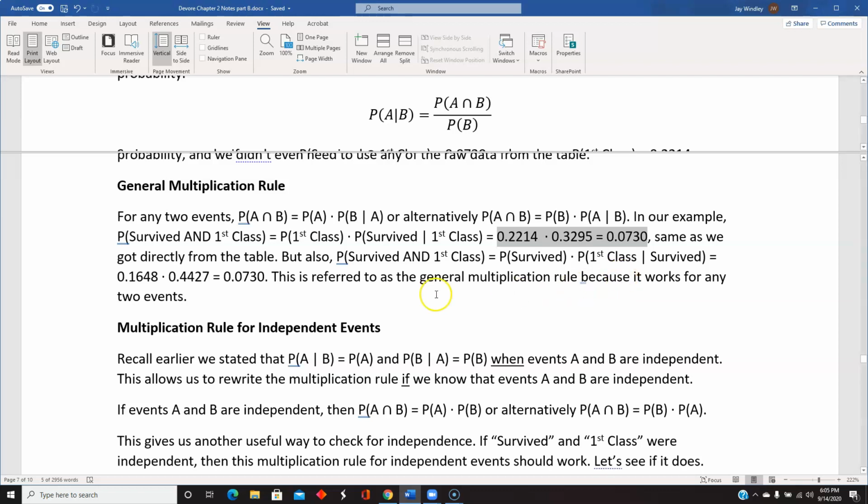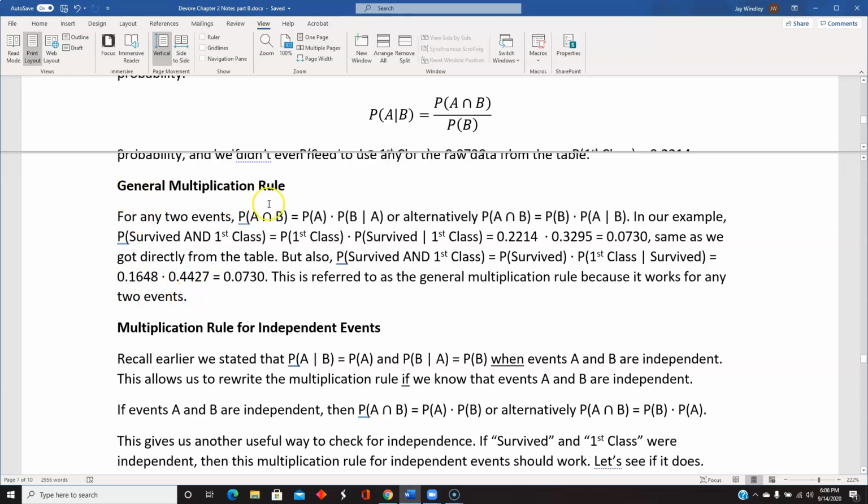But you could also do this the other way around, which is why this multiplication rule is written two different ways. You could also say survived and first class is the probability of survived times the probability of first class given that you survived, which is more the first way I wrote it over here. And if you multiply, notice this is a completely separate multiplication problem from this, yet the two multiplication problems result in the exact same answer. So this multiplication rule works both of these ways: probability of A times B given A, or the probability of B times A given B.